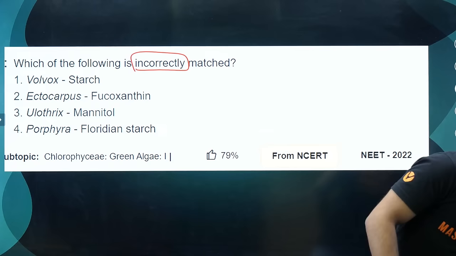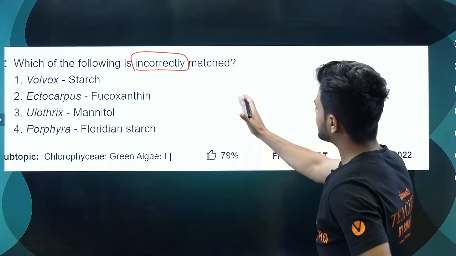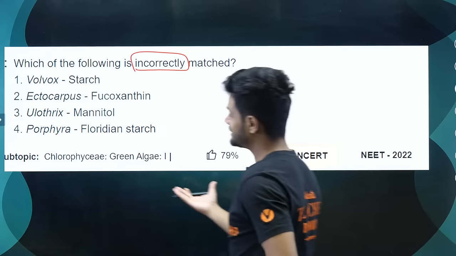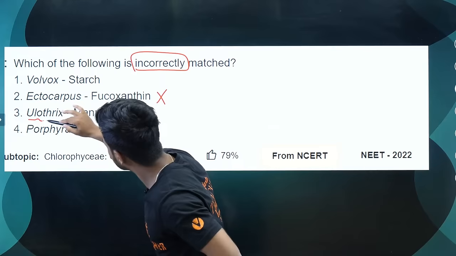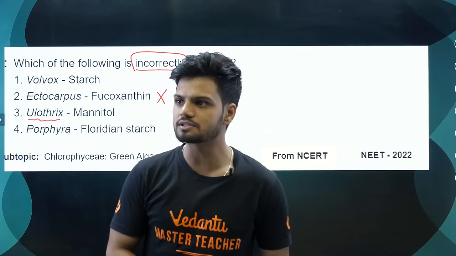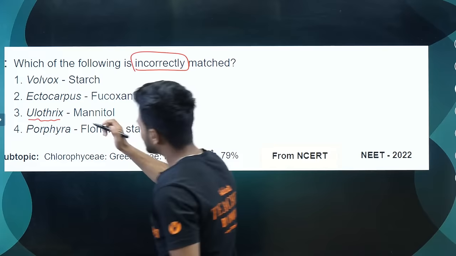Which of the following is incorrectly matched? Let's see here. Simple, very simple. All of you going for two. Arre, why are you going for two? Look at Ulothrix. Tell me, is Ulothrix red algae, brown algae or green algae? Tell me in the chat. Hello, Sri Lanka. Not three. Don't go for two. Tell me in the chat.